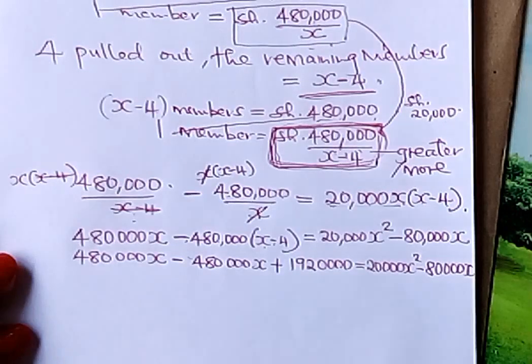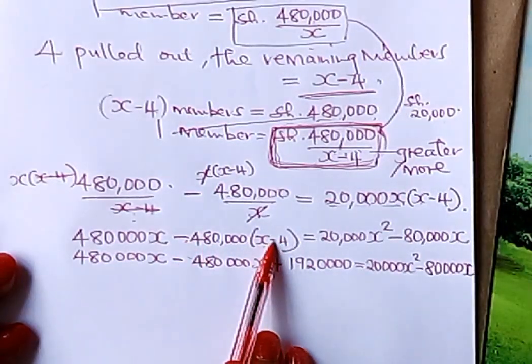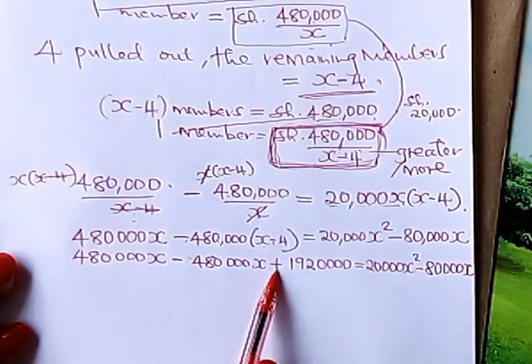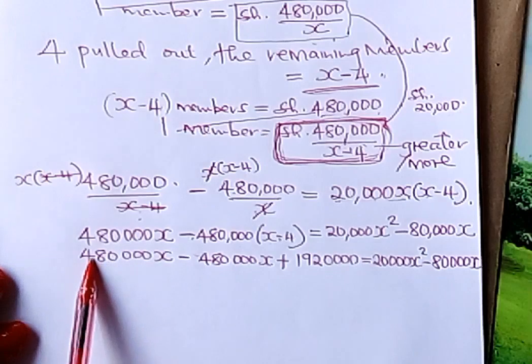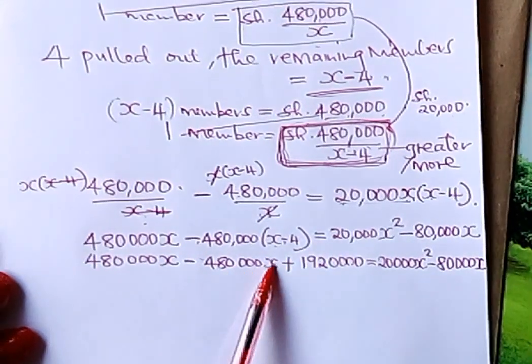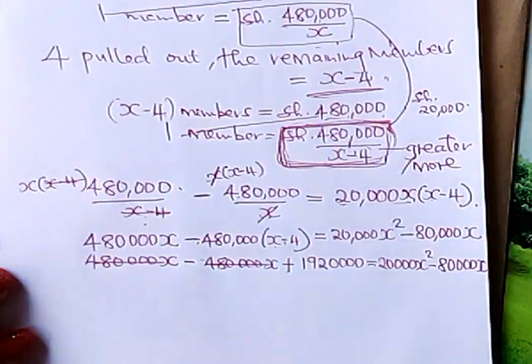There we are. We have removed this bracket accurately. Take care of the signs as you multiply. Minus times minus is plus. From there now things become a bit easier. For 80,000x minus 40,000x, you get 0. So those two values cancel out.